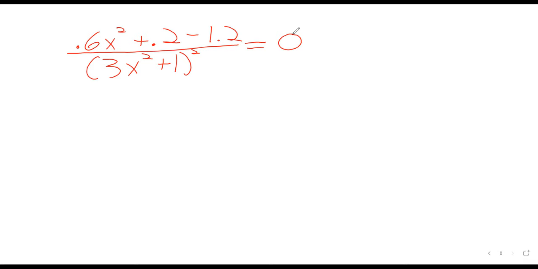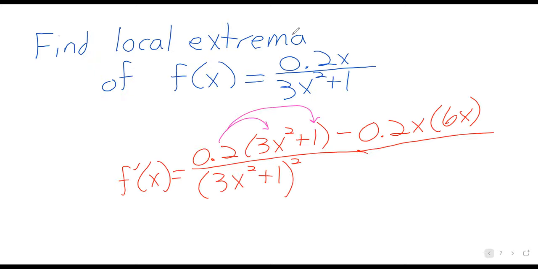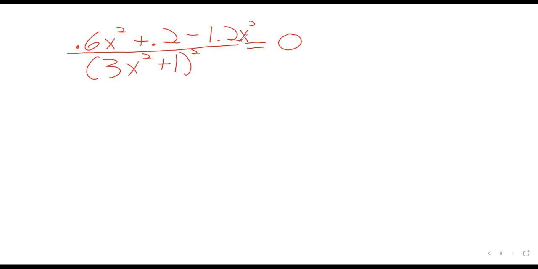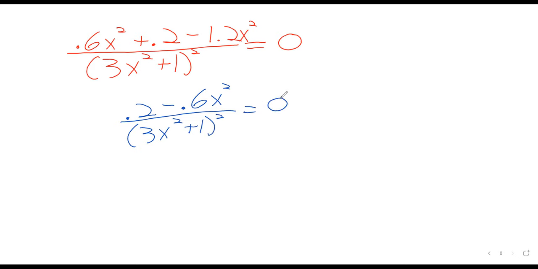Isn't the 1.2 supposed to be x squared? You might well be right. You are exactly right. Thank you for catching that. So, stuff then simplifies a little more. I mean, 0.6x squared minus 1.2x squared. That should be 0.2 minus 0.6x squared over this denominator equals zero. Everyone buy this so far? Questions, comments, concerns?